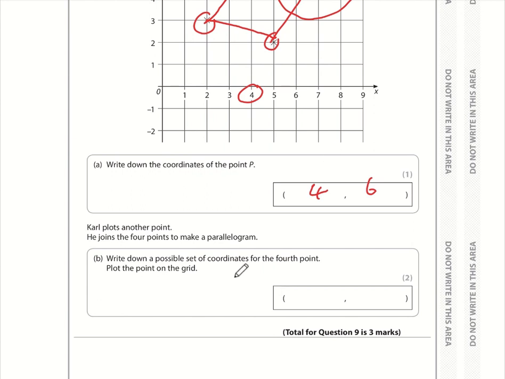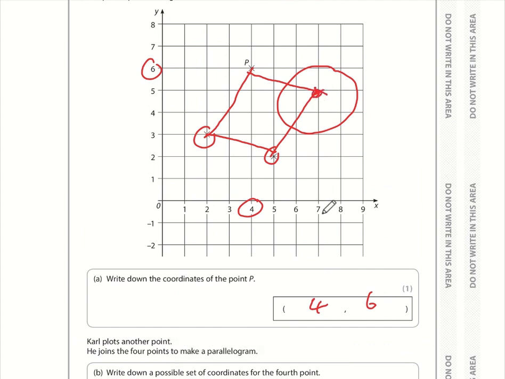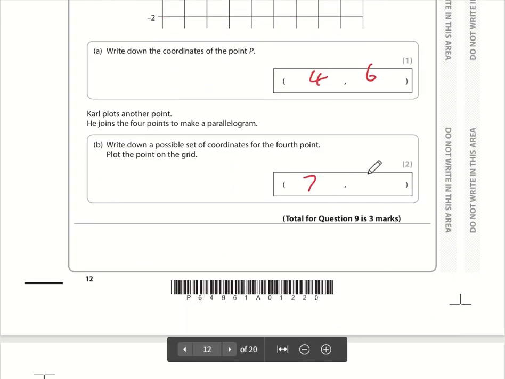And we want to plot the point on the grid. Write down a possible set of coordinates for this point here. So we are going across to 7 and up to 5. So the coordinates are 7, 5.